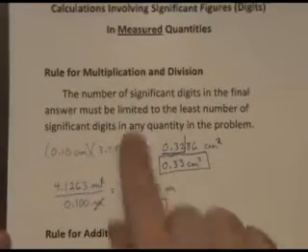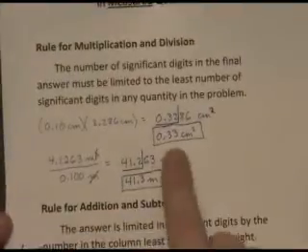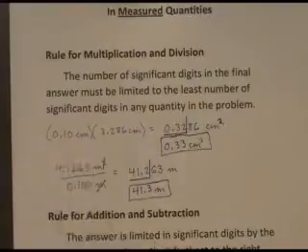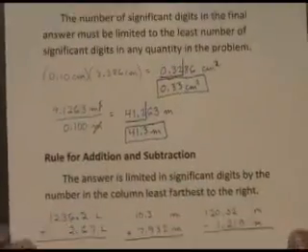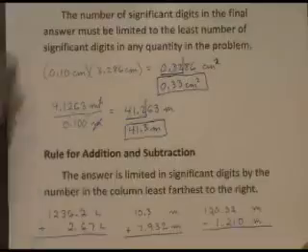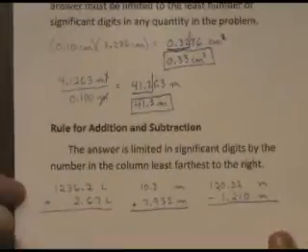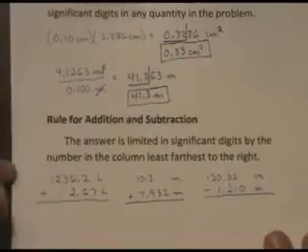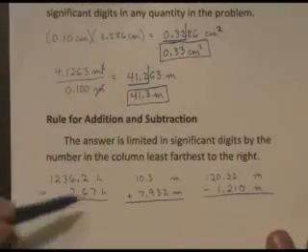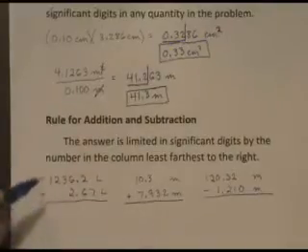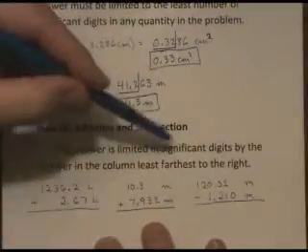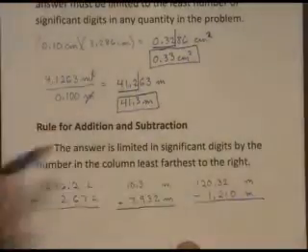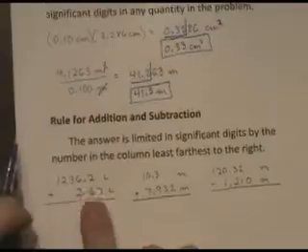Okay, so just as a simple review, for multiplication and division, the answer must contain the same number of significant figures as the smallest number of significant figures given in the problem. Rules for addition and subtraction are slightly different because now we're no longer paying attention to the number of significant digits in the two parts of the problem, but we're looking at which number has the least amount of precision to the right. In other words, which one has fewer decimals. So the answer in addition and subtraction is limited in significant digits by the number in the column least far to the right.